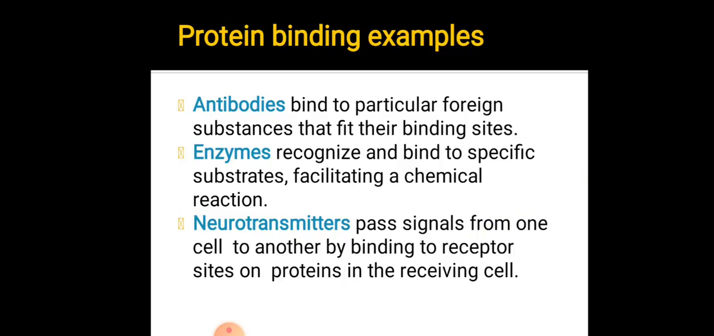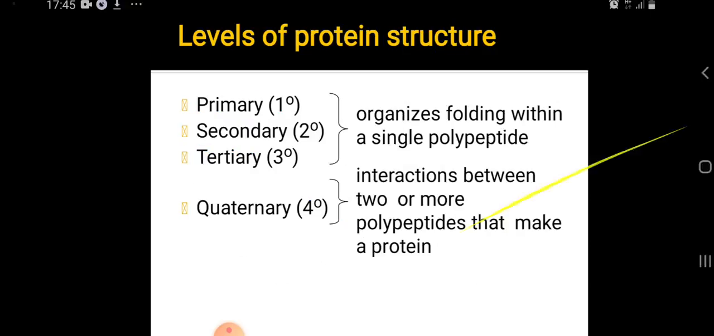Antibodies bind to particular foreign substances that fit their binding sites. Enzymes recognize and bind to specific substrates, facilitating a biochemical reaction. Neurotransmitters pass signals from one cell to another by binding to receptor sites on proteins in the receiving cell.